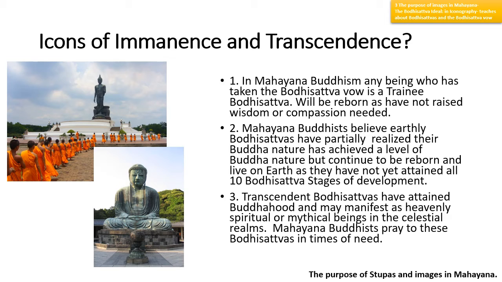Transcendent Bodhisattvas are, on the other hand, those who have attained these 10 stages, and they manifest as heavenly or spiritual or mythical beings in this Sambhogakaya, this heavenly realm. And Mahayana Buddhists pray to these Bodhisattvas to transfer merit back to them, or to help them in other ways in times of need.